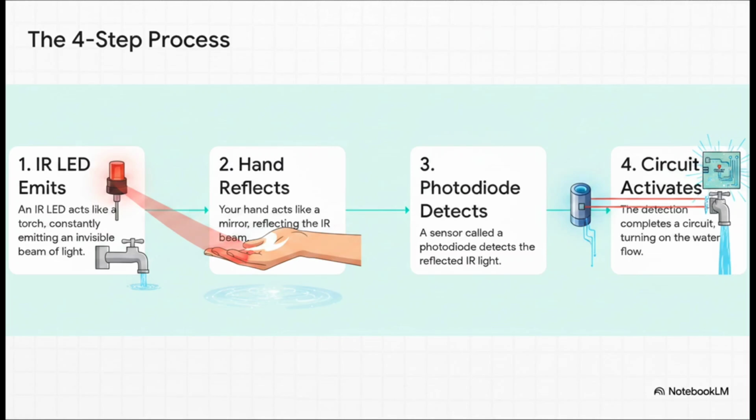Third, there's a detector waiting, called a photodiode. Its only job is to spot that reflected IR light. And finally, the moment it detects the light, it completes an electrical circuit, and that's the signal that opens the valve. Simple, right? Emitter, reflector, detector, action.